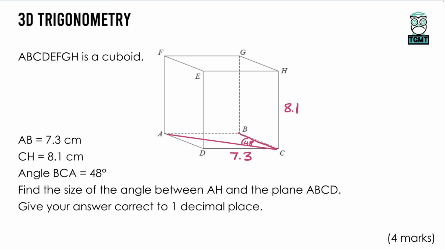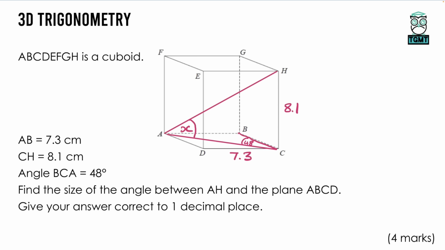It says find the size of the angle between AH and the plane ABCD. Now the plane is the flat surface on the base. So between AH, A to H goes up to here, and the plane, and we've already drawn that line in, and that's this angle here, sort of in the space inside the shape. So that's what we're trying to find, this angle. We'll call it x for now.